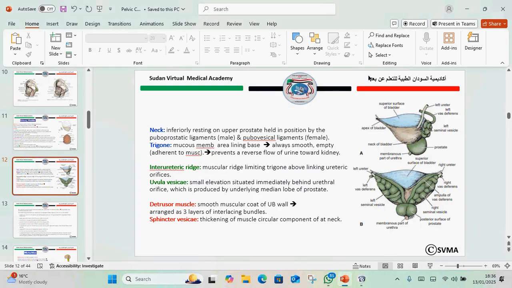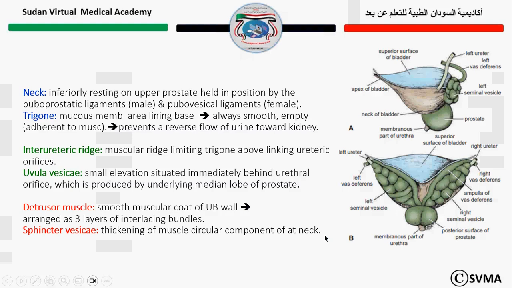I will help you. I want you to cover this slide. Speak to me about these six structures. What is the neck of the bladder? What is the trigone? What is the interureteric ridge or crest? What is the uvula vesicae? What is the detrusor muscle? What is the sphincter vesicae? Layla or Siddiq? Okay, anybody?